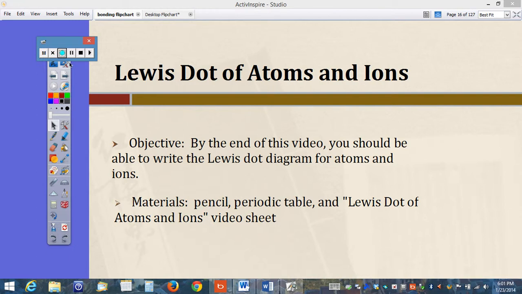This is the video for Lewis dot of atoms and ions. By the end of this video, you should be able to write the Lewis dot diagram for atoms and ions. To do so, you should have your pencil, a periodic table, and the Lewis dot of atoms and ions video sheet.